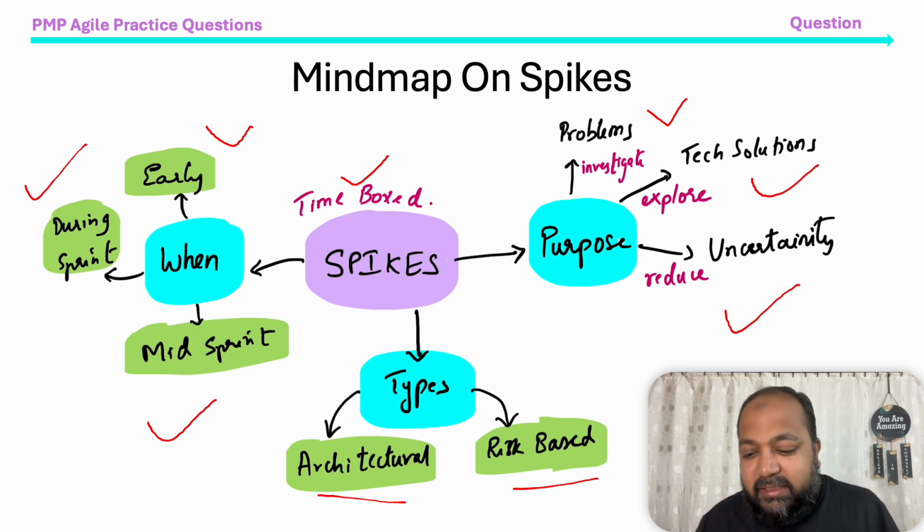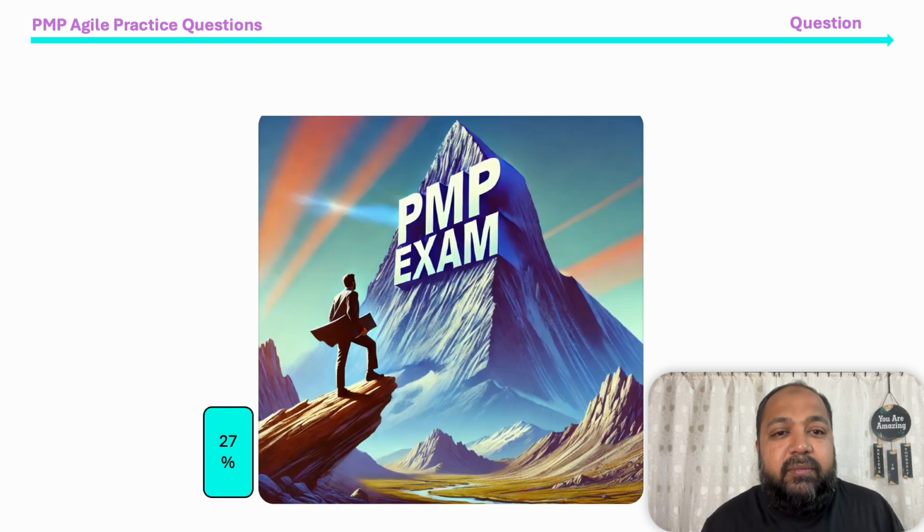Now let's go and see where our progress is. Here we are climbing the PMP mountain. We have finished 12 videos, and that's close to 27% of preparation on Agile questions done on 12 Agile topics. So a few more to come. We'll finish.